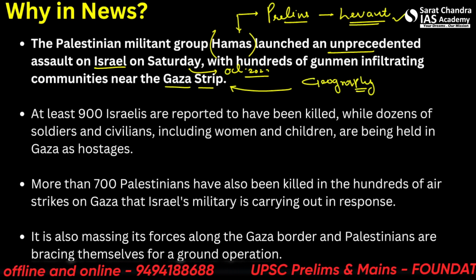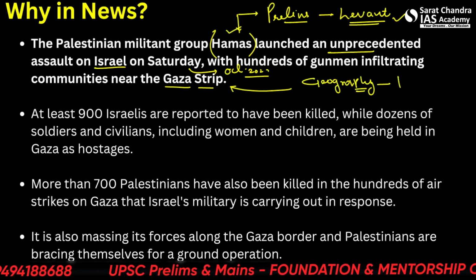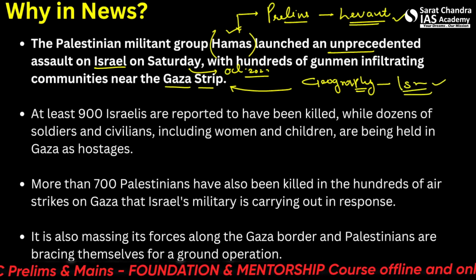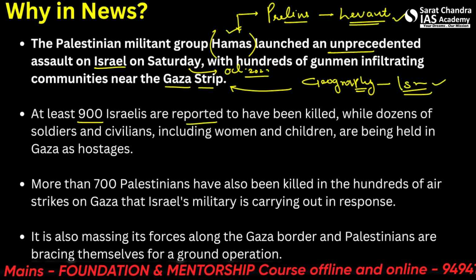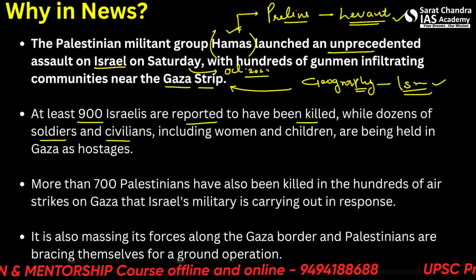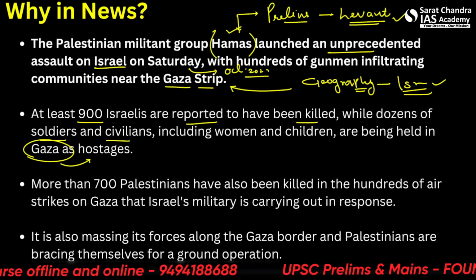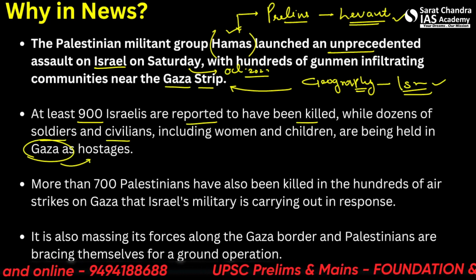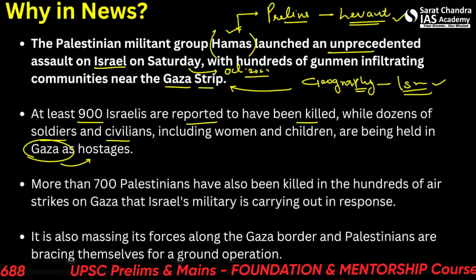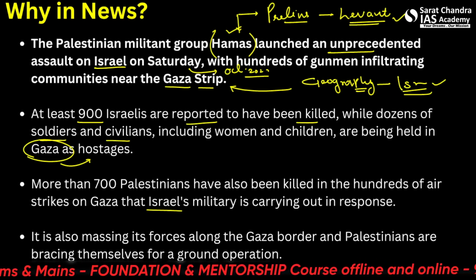And how could the Hamas, which is a terrorist organization, launch an attack on Israel all of a sudden? Who helped this? So at least 900 Israelis are reported to have been killed, while dozens of soldiers and civilians, including women and children, are being held in Gaza as hostages. So these organizations may or may not have some demands. On the other hand, more than 700 Palestinians have also been killed in the hundreds of airstrikes on Gaza that Israel's military is carrying out in response.